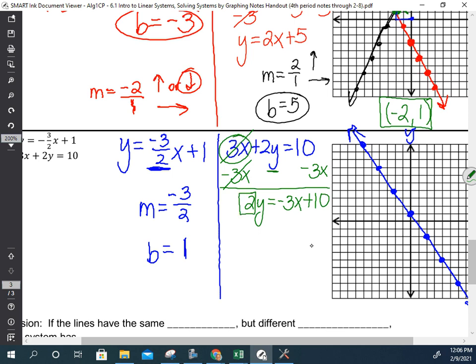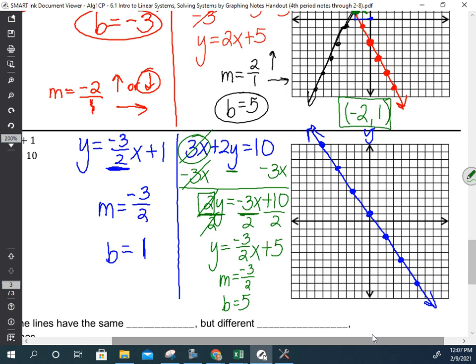Now the 2 has to go. What are we going to do with that 2? Divide everything by 2. Oops, get a little ahead of myself. So y equals negative 3 over 2 x plus 5. So your slope is negative 3 over 2. Your y-intercept is 5.